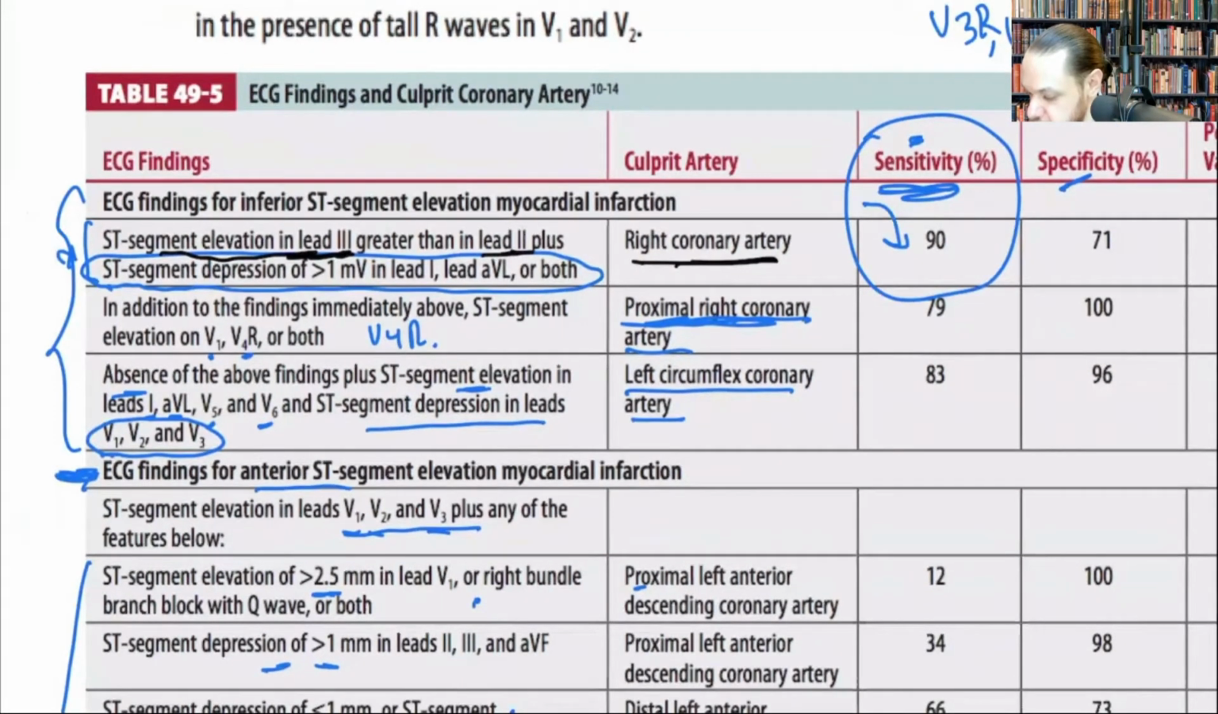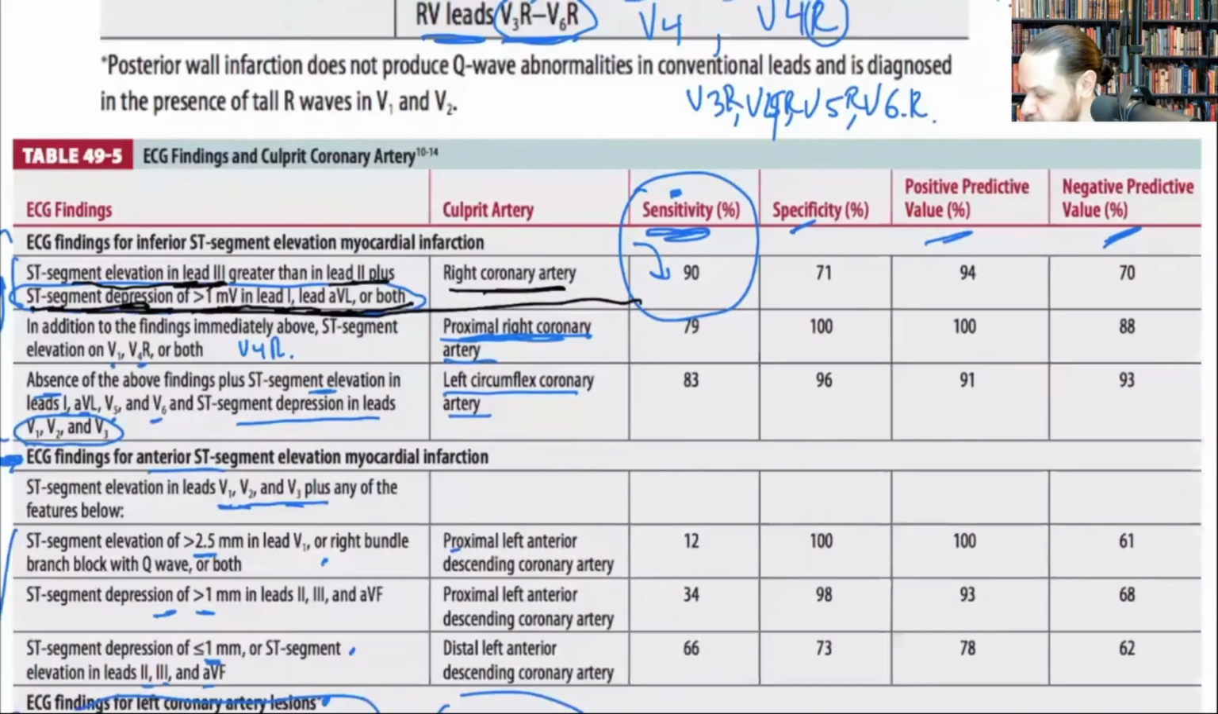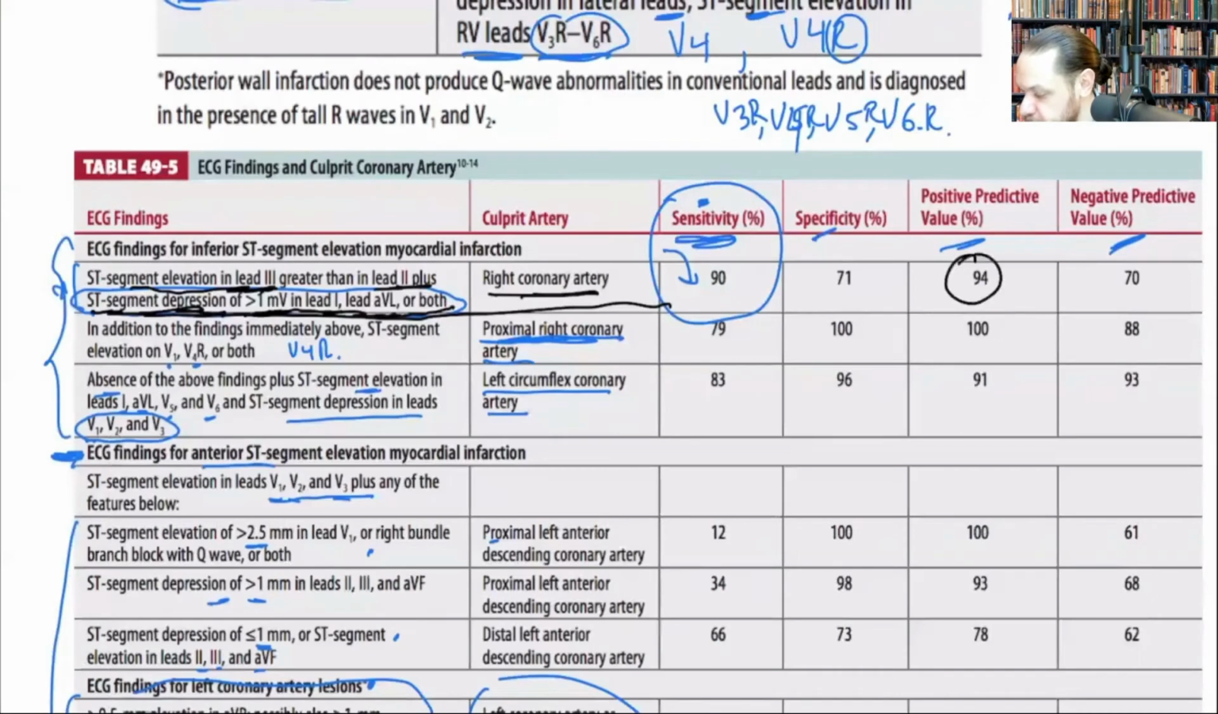And also it says, if you look here, ST segment depression greater than 1 millivolt in lead 1 and aVL, or both, right? It adds right to it. So greater than lead 3 greater than lead 2, plus ST segment depression, reciprocal changes, right? The chances of this having positive predictive value is 94%, right? So that's right coronary artery.